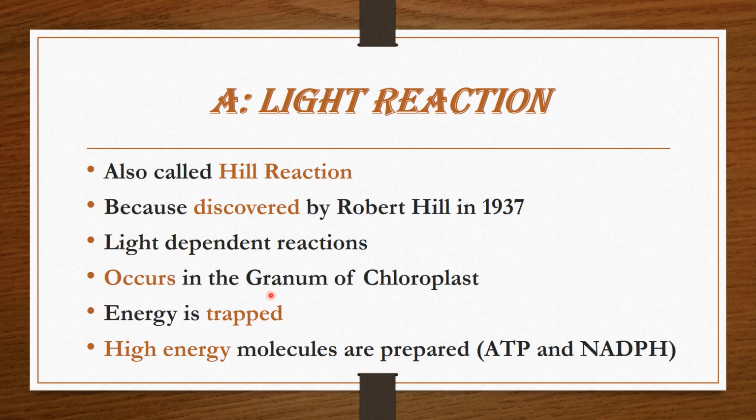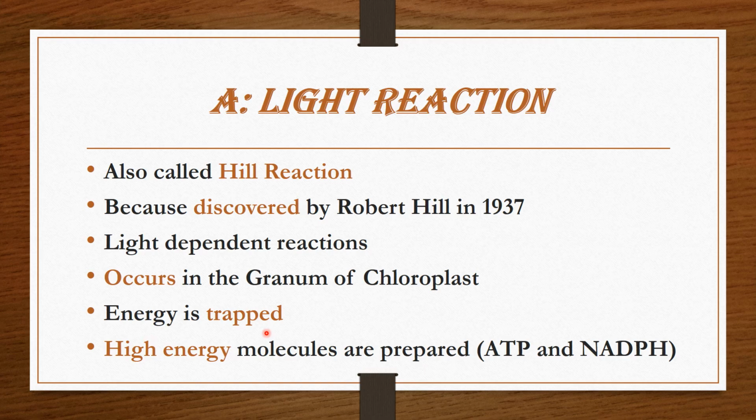So remember the points about the light reaction: it is also called Hill reaction because it was discovered by Robert Hill in 1937. It is a light dependent reaction because it depends upon the sunlight. It occurs in the granum of the chloroplast. Remember that it takes place in the granum of the chloroplast.